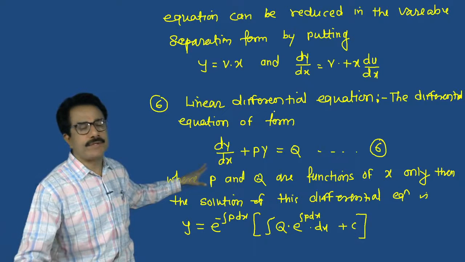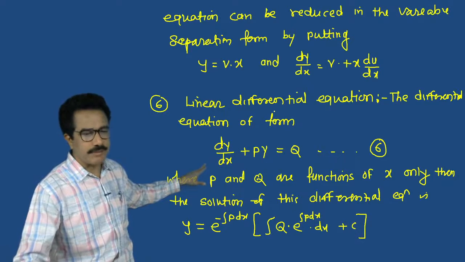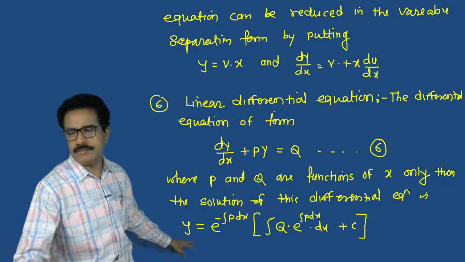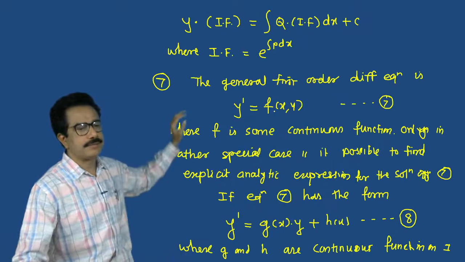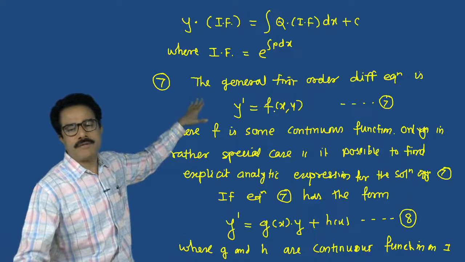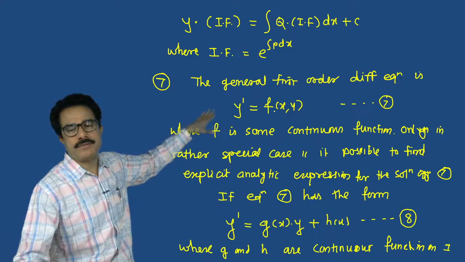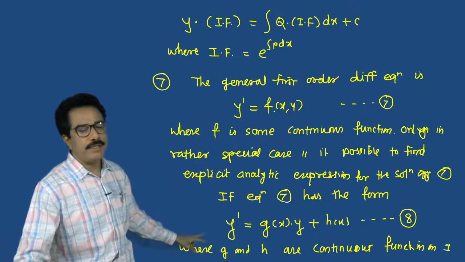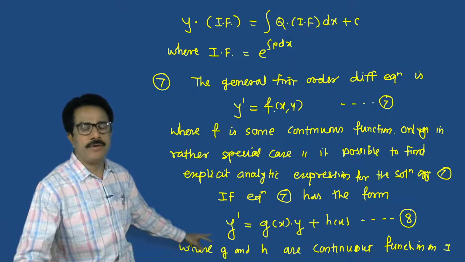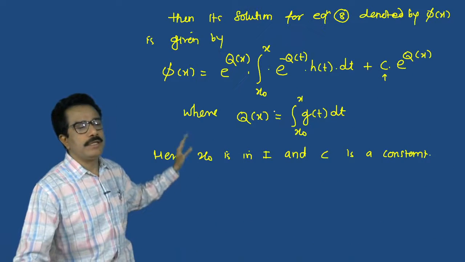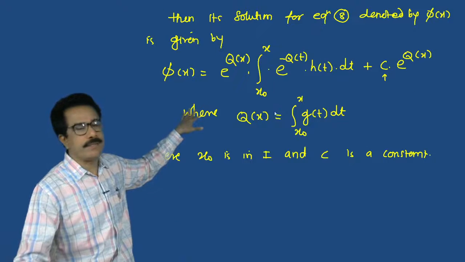This type of differential equation is called a linear differential equation. We can solve this differential equation by using this method. Now the general first order differential equation is y dash equals f of x comma y. So this is also the variable separable form, and its solution can be written in this way.